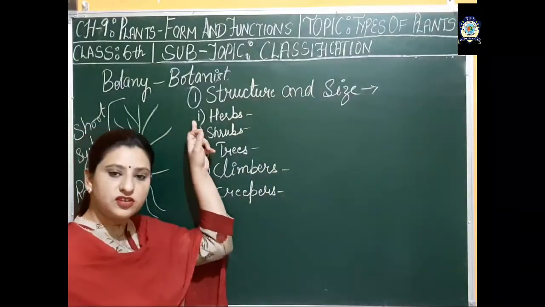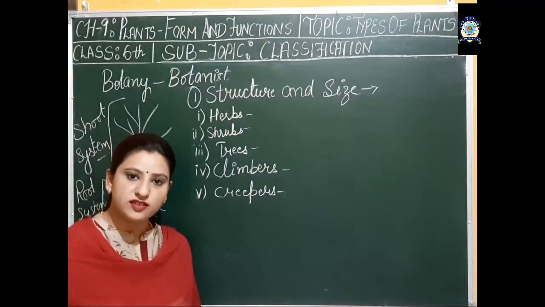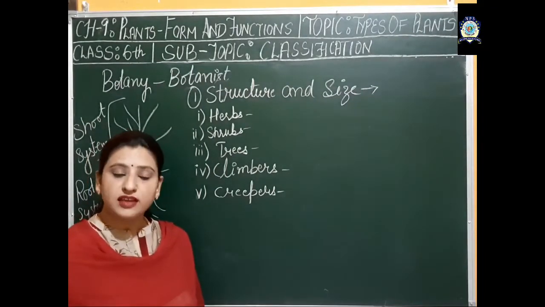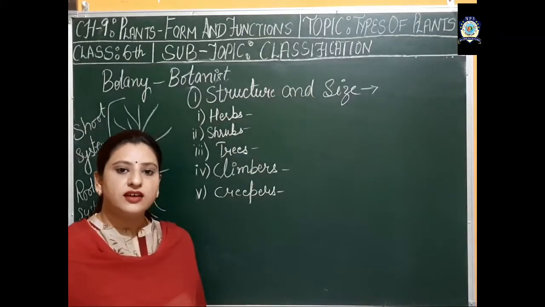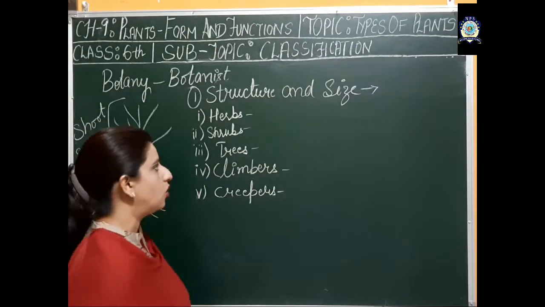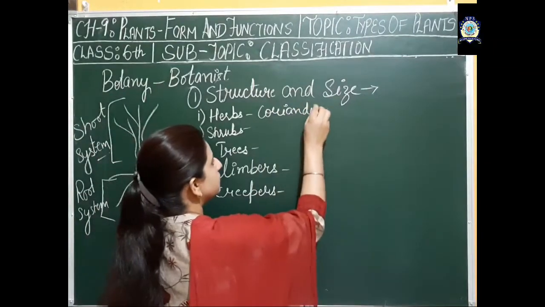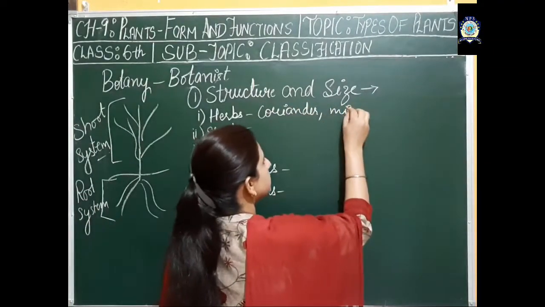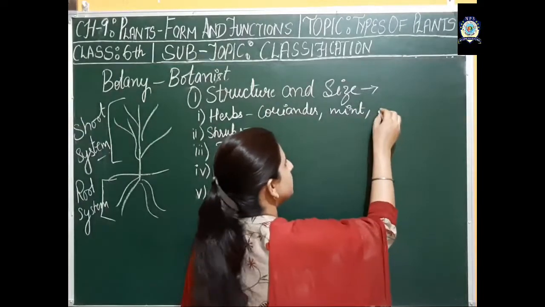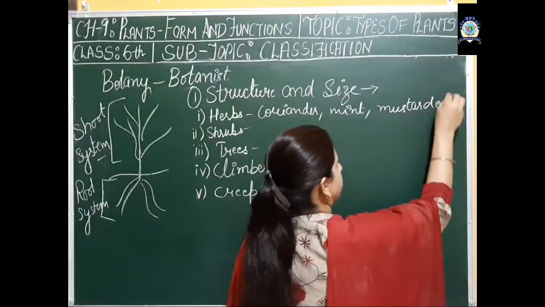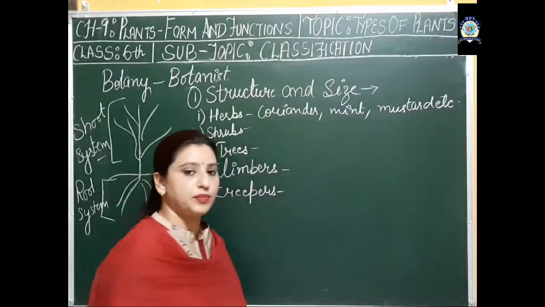Herbs are the first one, and herbs are very small in size and almost green in color, and their stem is also green. Examples of herbs are coriander, mint, mustard, etc. And many more examples are there.